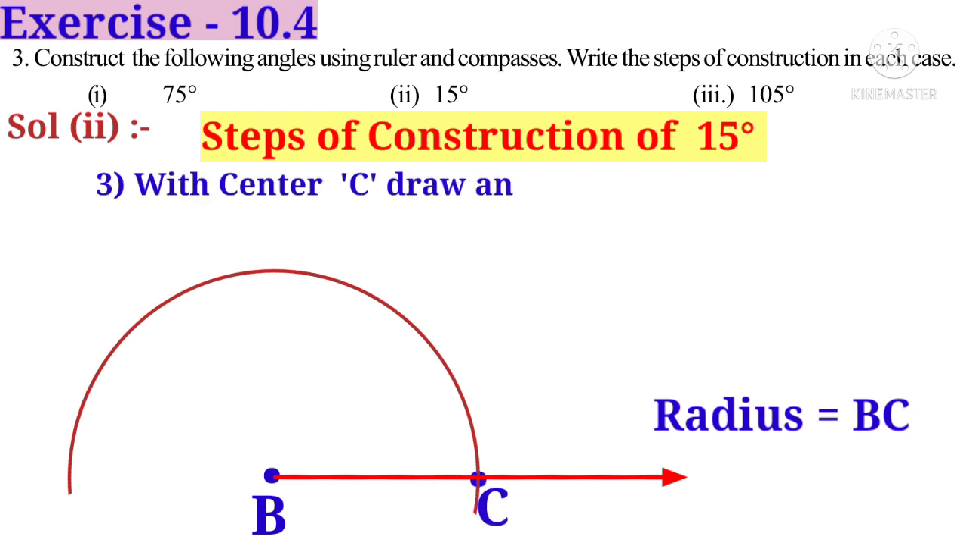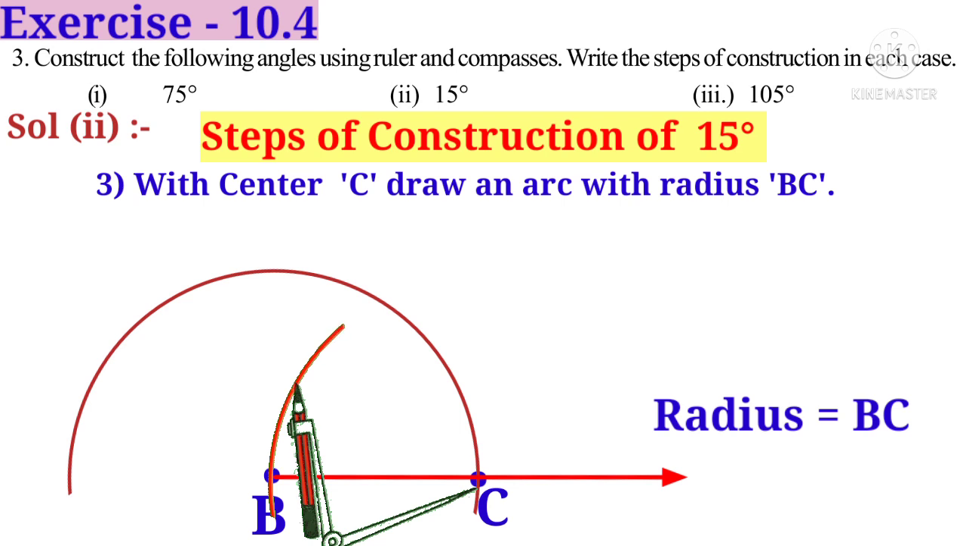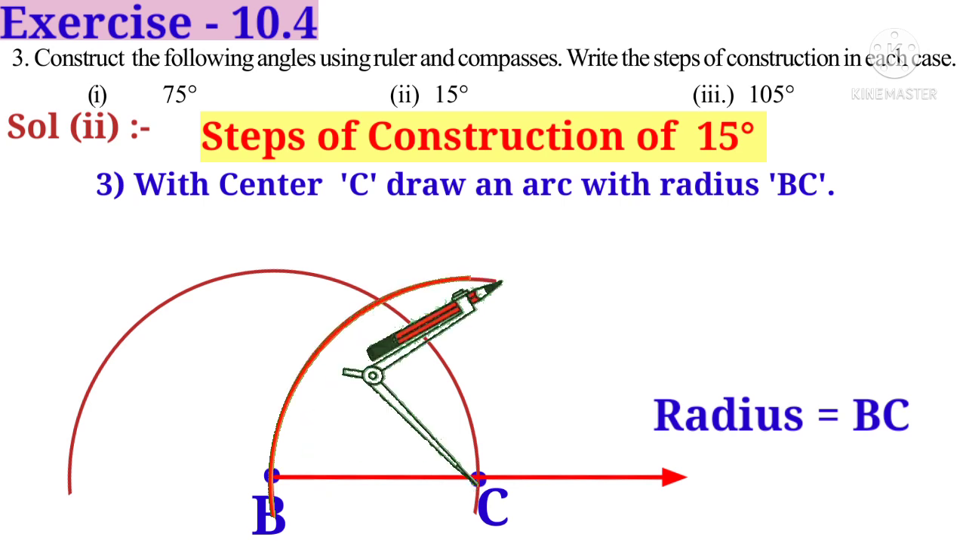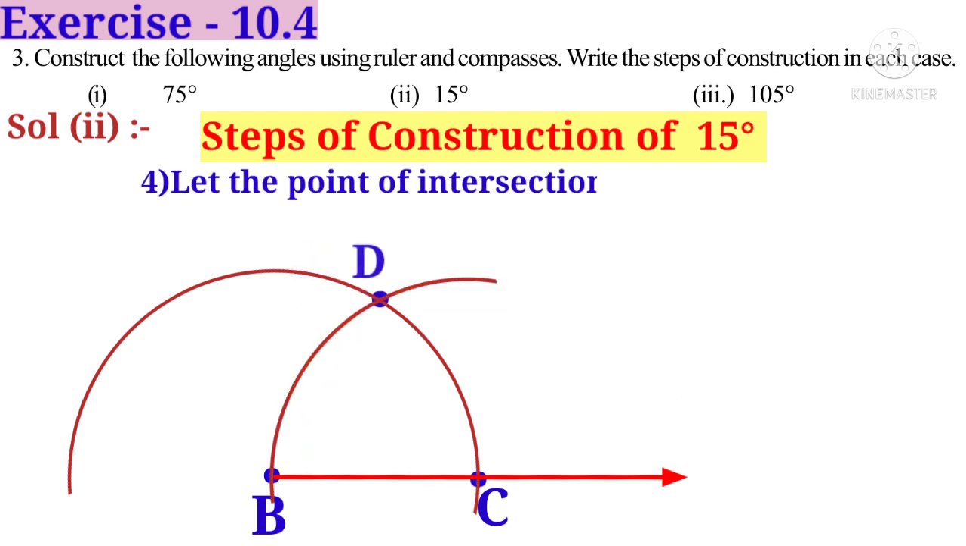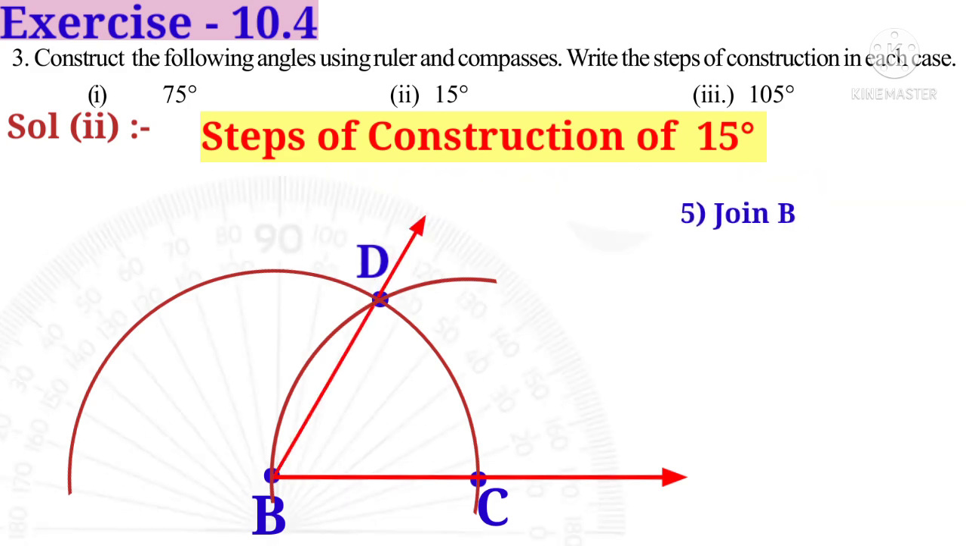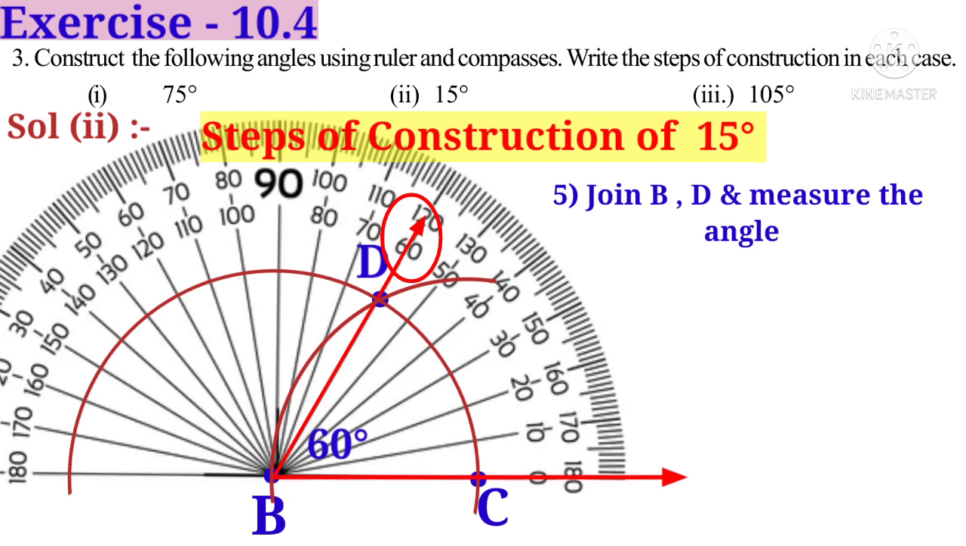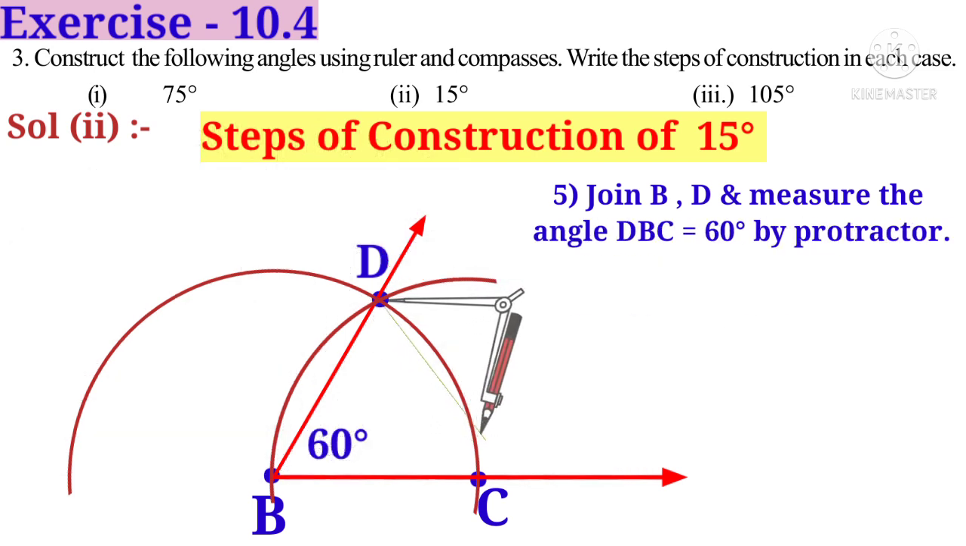Now with center C and radius BC, draw an arc cutting the previous arc at the point D. Join BD with a ray. Now measure the angle. Angle DBC is showing 60 degrees.